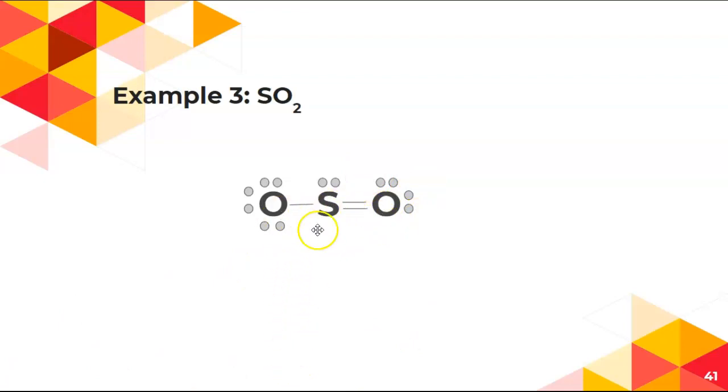And now let's check. Okay, we got 2, 4, 6, 8. 2, 4, this bond is 6, this other bond is 8. And now let's check sulfur. 2, 4, this bond is 6, this bond is 8. Okay, so now its octet rule has been fulfilled.